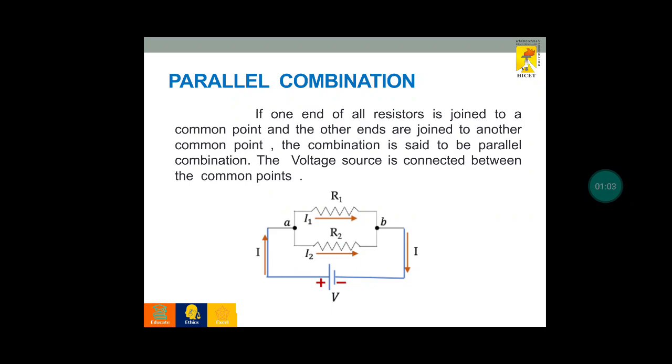If one end of all resistors is joined to a common point and the other ends are joined to another common point, this combination is said to be a parallel combination. Here the voltage source is connected between the two common points.